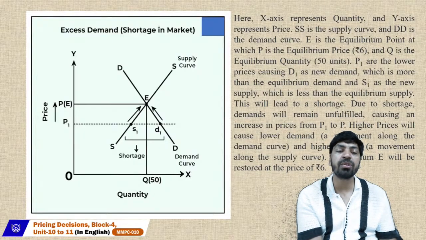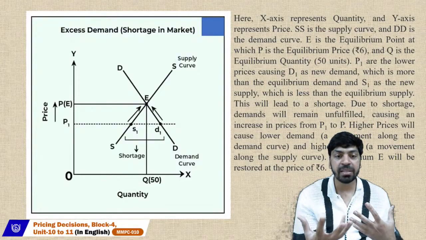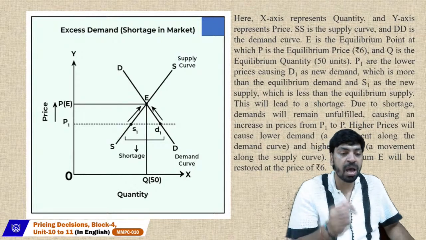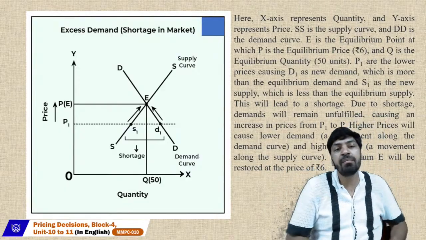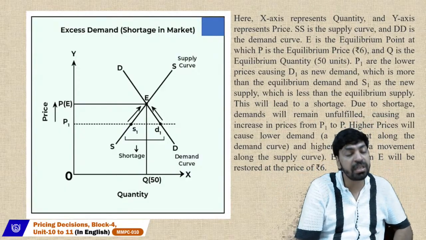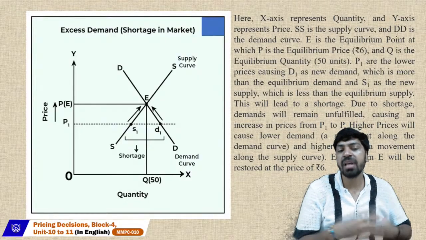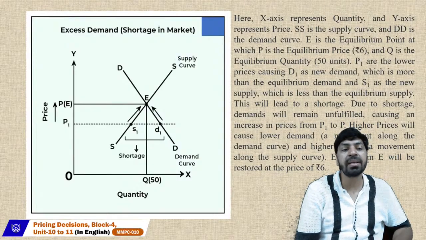Once the price goes down, people are willing to buy more and more products. But in this particular excess demand, the prices become higher, and as a result demand is not fulfilled and supply increases. So automatically we have to restore our equilibrium point at point E, that is at rupees 6.